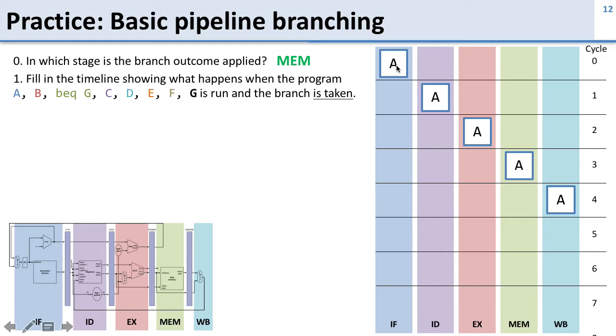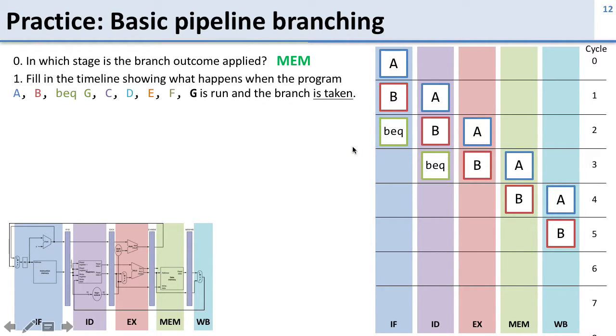So in cycle 0 we put A in instruction fetch, and then in cycle 1 it moves along all the way down the pipeline. Now in cycle 1 we're going to take the next instruction, which according to our program here is going to be B, and then B is going to go through the pipeline and continue all the way down through the rest of the pipeline. After that, we're finally going to get our branch instruction in here, and our branch instruction is now going to go through the pipeline as well.